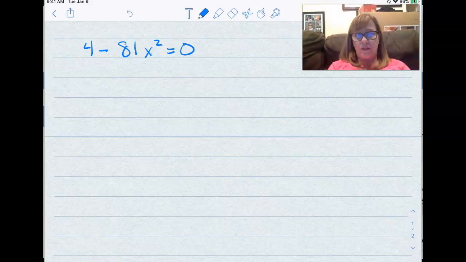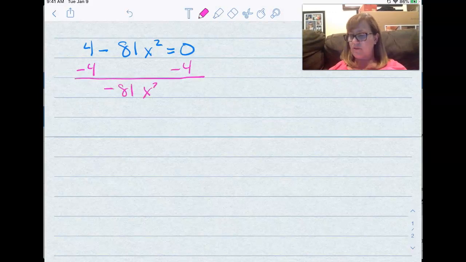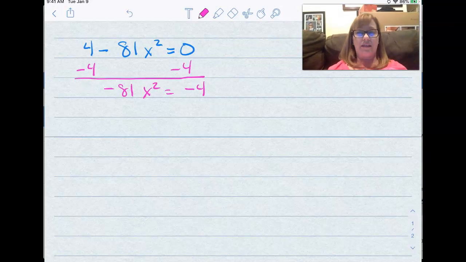That's our goal. So we need to move that 4, right? We don't want 4 plus an x. We need x by itself. So we're going to start by subtracting 4 from both sides. When you do that, you have a negative 81x squared equals a negative 4. Now don't stop here just because there's negative signs. You've got to keep going until you're down to where that x squared equals something before you can even think about that.